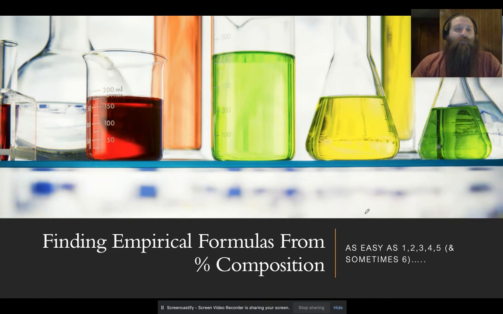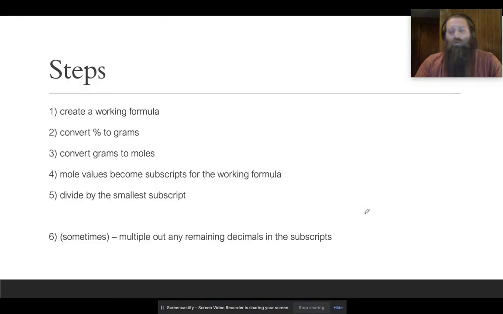All right. This is by far the most step-intensive calculation we're going to look at. So here are the steps. First thing we're going to do is create a working formula. This is a formula that's going to be like, we'll say Na something Cl something. When you see those question marks, that's the working formula that we're talking about. We're working on it. We don't know what the subscripts are just yet.